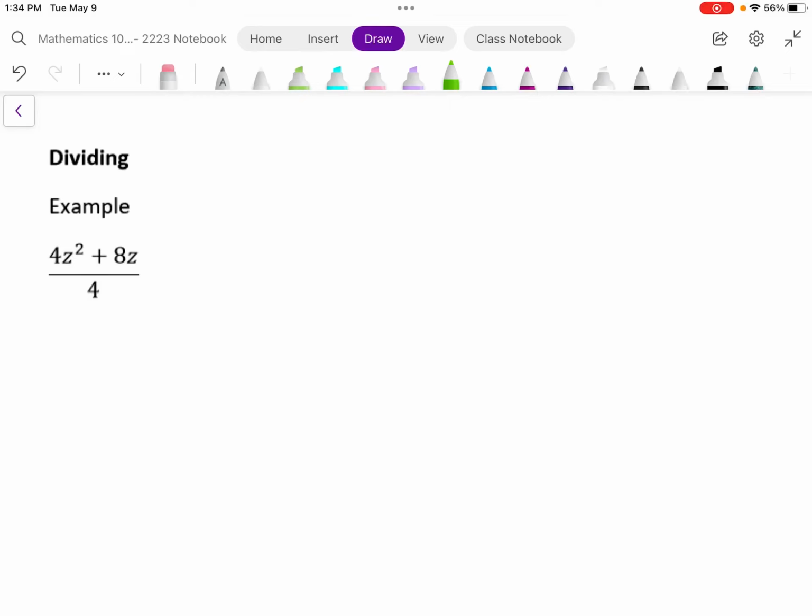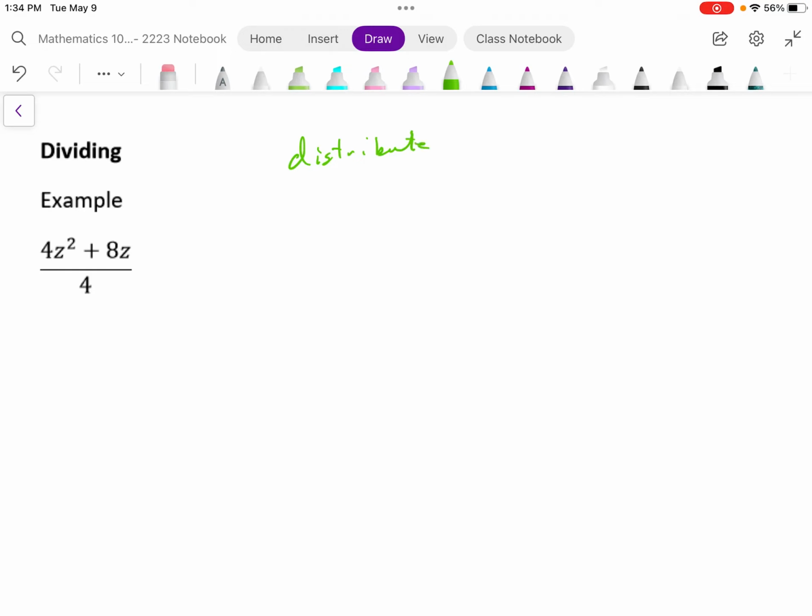Here we are. We're going to be dividing by a constant. As you've been told, we need to distribute the operation. So we need to distribute our division. Perhaps a good question is exactly how. So let's look at the numerator. The numerator is 4z squared plus 8z divided by 4.